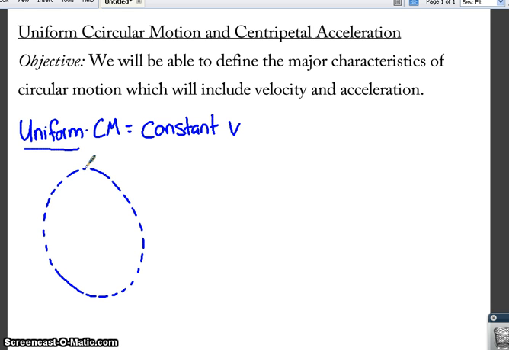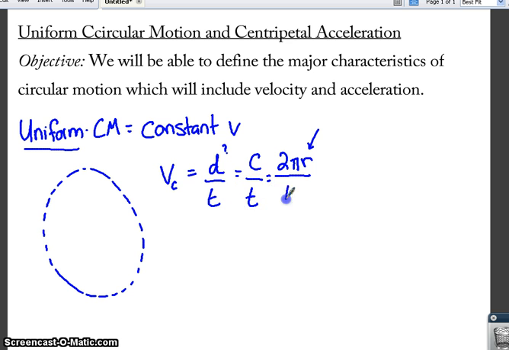Now, we are moving in a circle, so we need to talk about what the formula is for the velocity of a circle. I'm going to put little c for velocity of a circle. Velocity, as you recall, is distance over time. But what is the distance of a circle? The distance of a circle is the circumference, so the circumference over time. And if you remember from geometry, the circumference of a circle is 2 pi r.